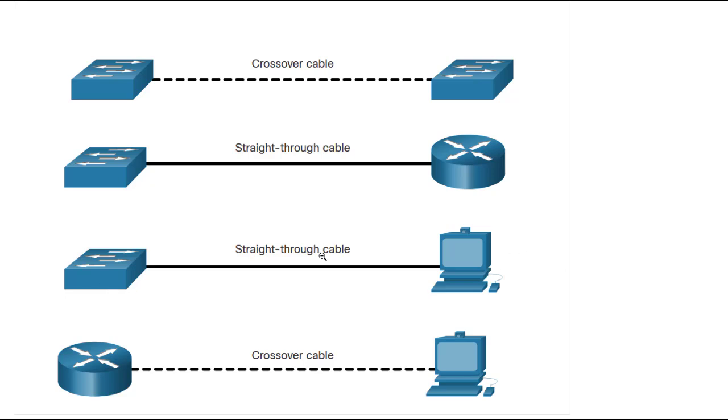Between a PC and a switch, a straight-through cable, because they're not the same. These two devices are different. Router to switch requires a straight-through cable. And these are the same, so they require a crossover cable to switches.